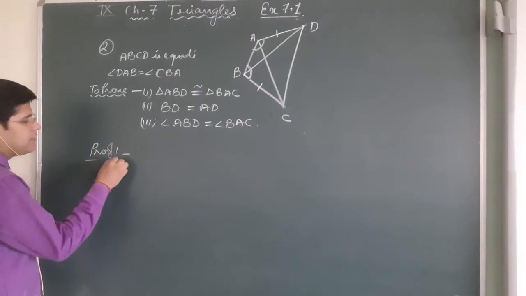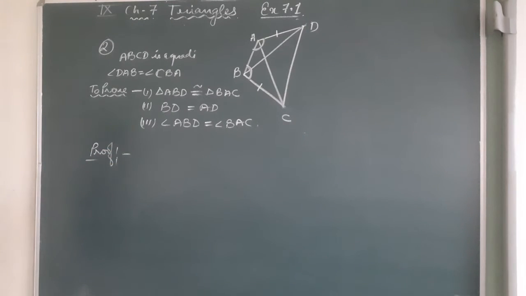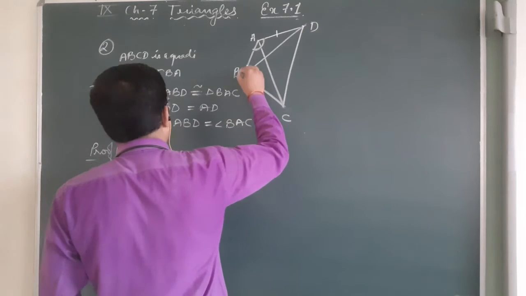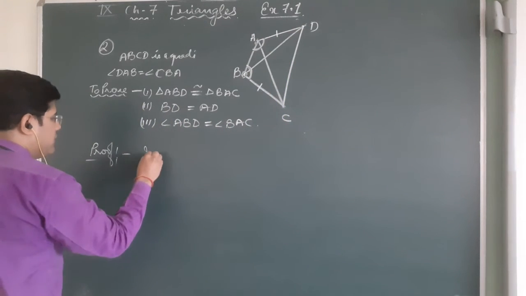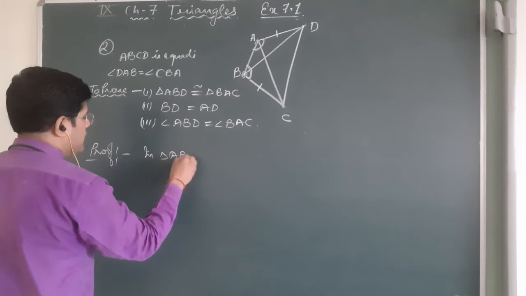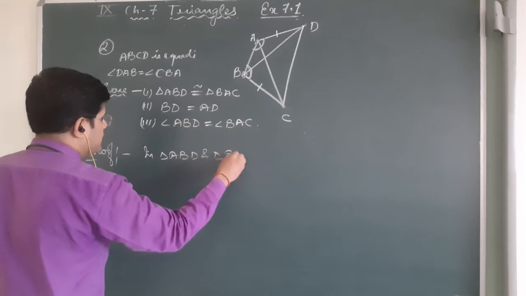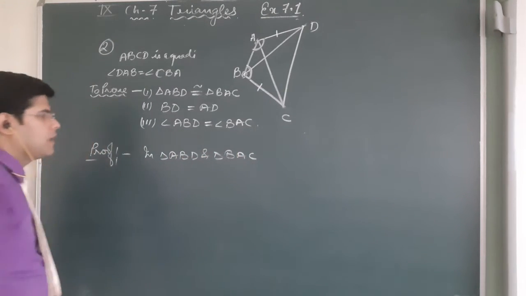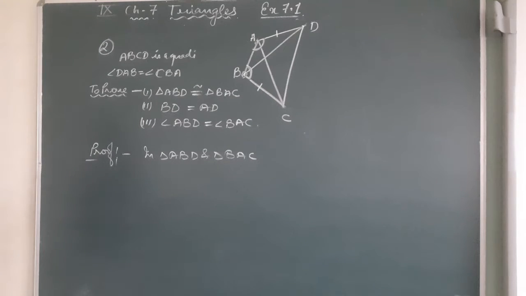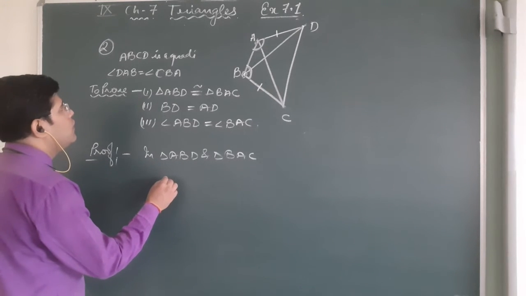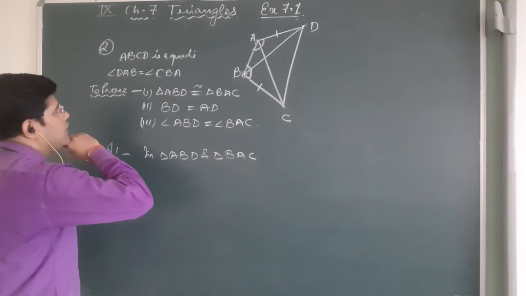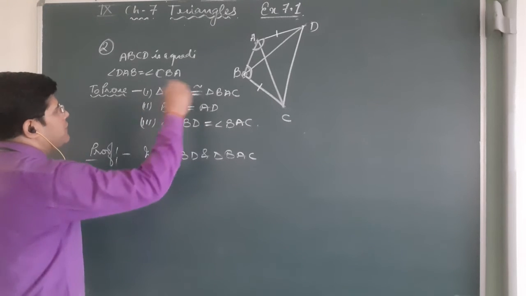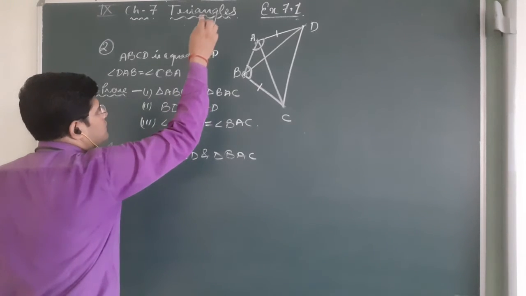If a quadrilateral is given, we are bound to take only triangles. So here I am going to take triangle ABD and triangle BAC. In triangle ABD and triangle BAC, first of all, what is given? So AD is equal to. I have not written that part. Okay. First of all, write here AD equal to BC.